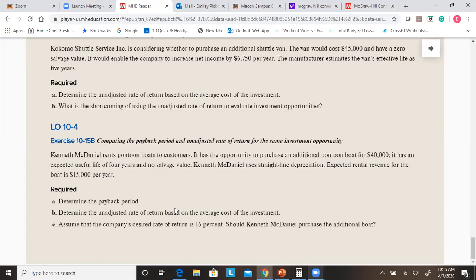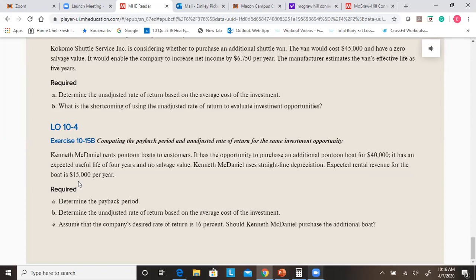Okay, so let's talk about depreciation for a second. PowerPoint really doesn't talk about depreciation. Depreciation is an expense, and it is going to subtract from your revenue. So if we're talking about expected rental revenue of 15,000, what you need to do is figure out what the depreciation is going to be and subtract that from it. So we have a $40,000 boat, no salvage value, useful life of 4 years.